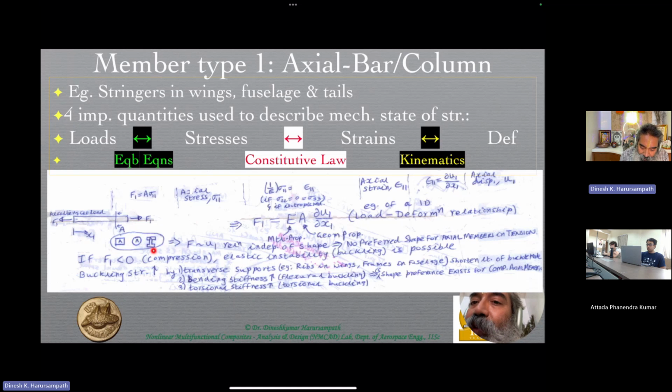So there is no preference as such for the particular shape of the cross section as far as axial members in tension are concerned. So you would see that you would go for the simplest shape for members which are predominantly subjected to tension, like the bottom stringers and the bottom spar caps. You really have no need to go in a particular way from a structural point of view. So non-structural considerations will take account of that.